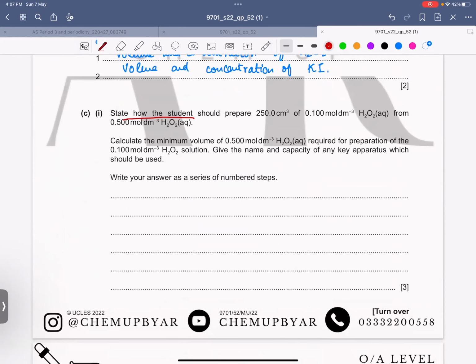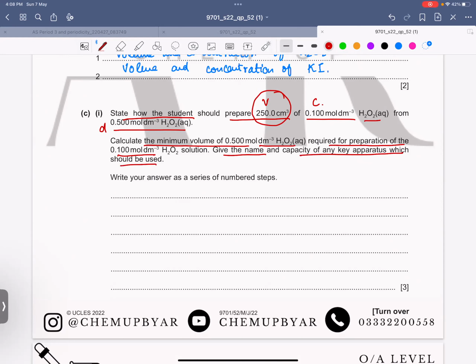State how the student should prepare 250 cm³ of 0.1 mol per dm³ H2O2 from 0.5 mol per dm³ of H2O2. See, in the previous question, we have done this dilution; this is the concentrated or the stock solution, and we have to make this diluted solution in this volume capacity. Calculate the minimum volume of 0.5 mol per dm³ hydrogen peroxide required for the preparation of 0.1 mol per dm³. Okay, so we have to show the calculation. Give the name and the capacity of any key apparatus which should be used.